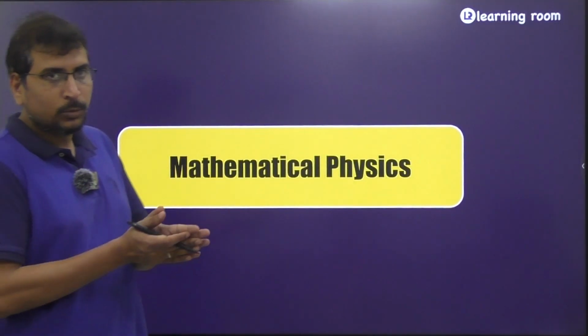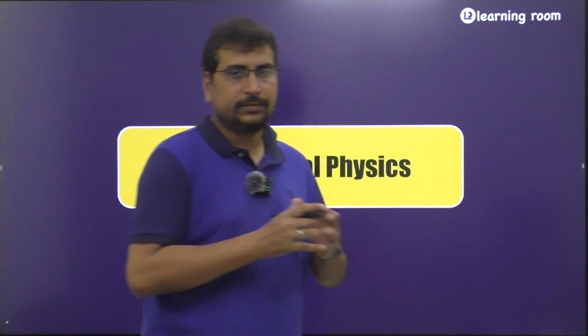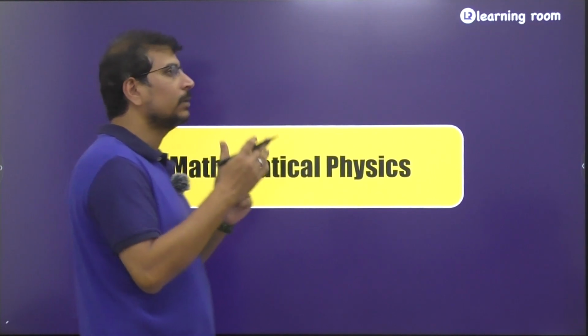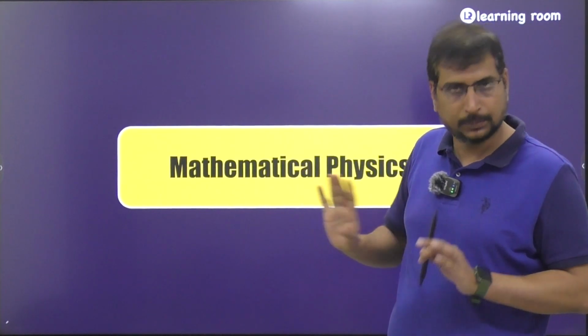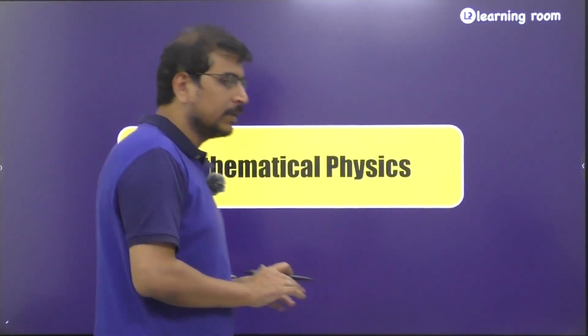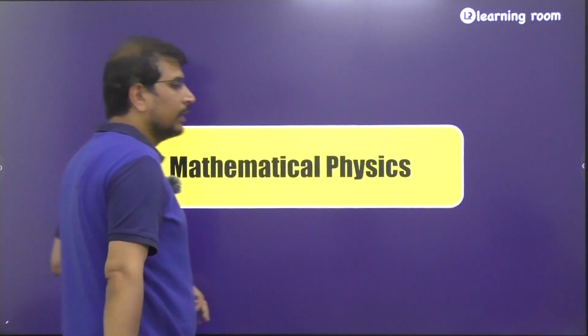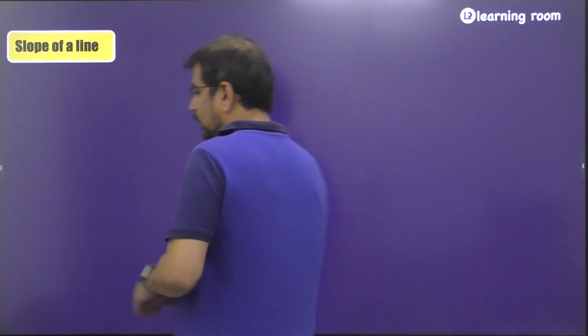So as the name of the chapter goes, it's called mathematical physics, right? Why do we call it mathematical physics? It is because these are the mathematical concepts we are going to use in most of the physics concepts. That's it, as simple as that. So this is the name of the chapter.